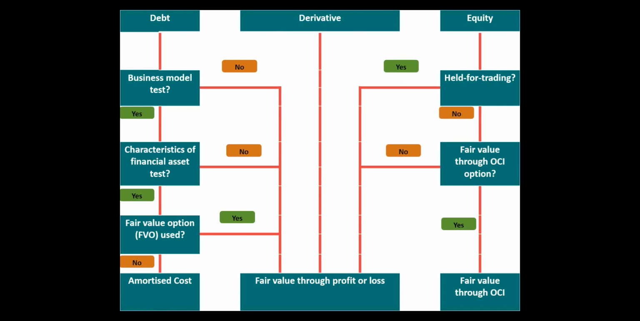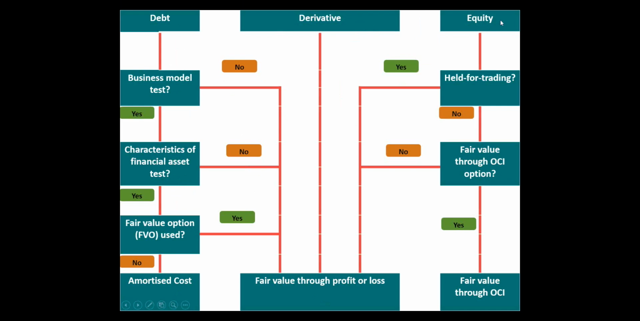So you can see if you want to keep debt at amortized cost, you have to pass the business model test, and you have to pass the characteristics of financial asset test. So for debt to end up as amortized cost, you've got two hurdles. If you don't pass the test, or if you've got a choice and you pass the test but you still want to, your debt can be at fair value through profit and loss, because they actually prefer financial instruments at fair value through profit and loss. Derivatives, similar to what we currently have, are at fair value through profit and loss.